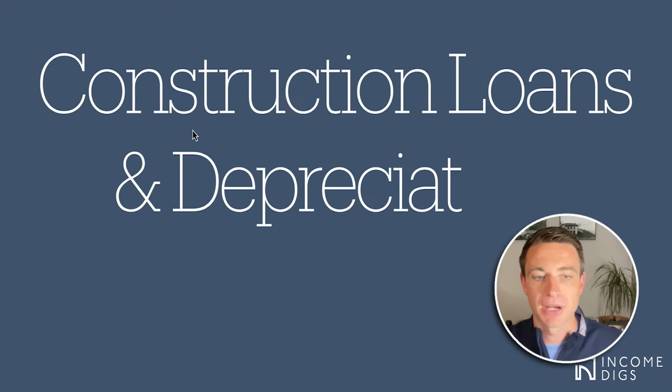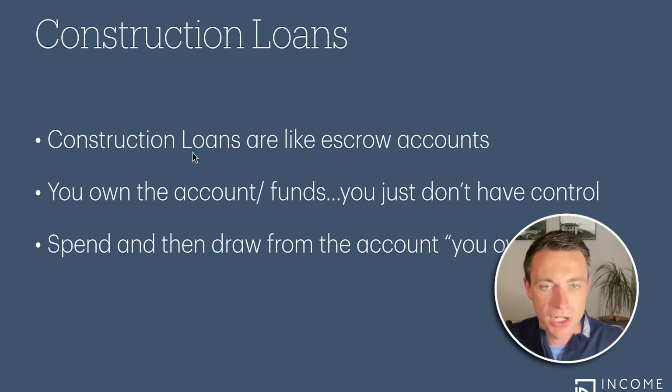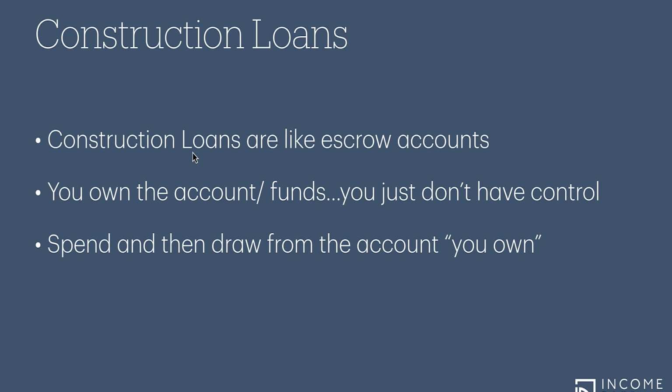For the third thing we're going to talk about is construction loans and depreciation. All right, these are really a lot simpler than they might seem. Okay, so construction loans, they're like escrow accounts. Usually what happens is we get a loan funded and the entire loan goes on our liability, and then an amount goes into a construction escrow account that we treat as an asset. What we're going to do is we're going to spend money out of our checking account and then get a draw, or we're going to have our bank automatically pay our vendors directly. So we own the account funds, we just don't have the control. We own it, right?